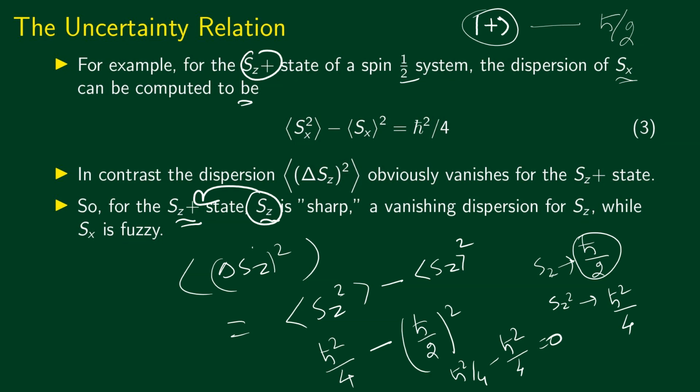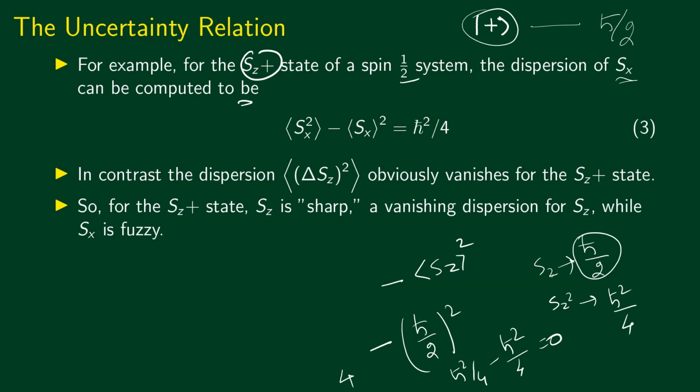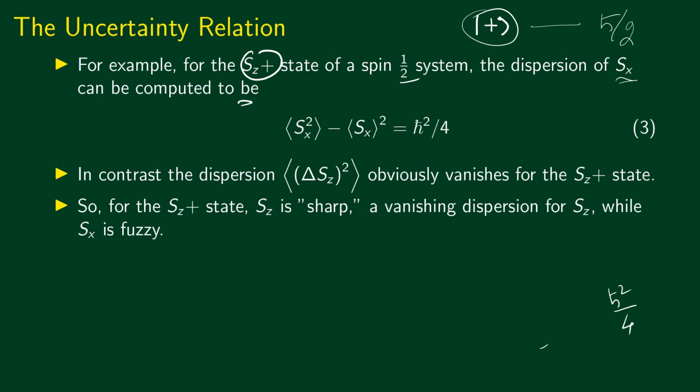There's an uncertainty. We are not sure. We don't know what value we are going to get. It's all over the place. There are only two possibilities, and it's uncertain. It's fuzzy. It's dispersed. So we say that Sx is fuzzy. So that's what it means.